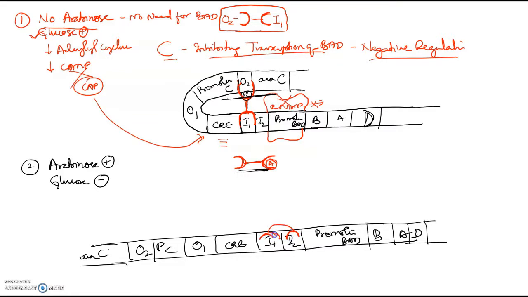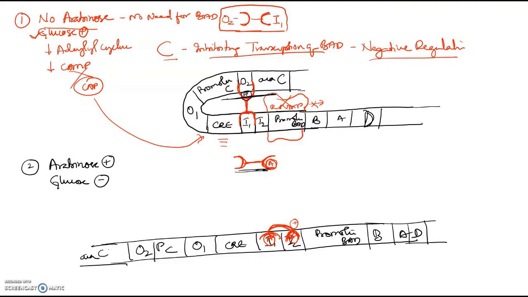I1 and I2 along with the arabinose. This binding of I1 and I2 is a positive stimulator for RNA polymerase, as well as because the hairpin bend is released, now it is a good chance for the RNA polymerase, or the road has cleared for RNA polymerase to do its work.